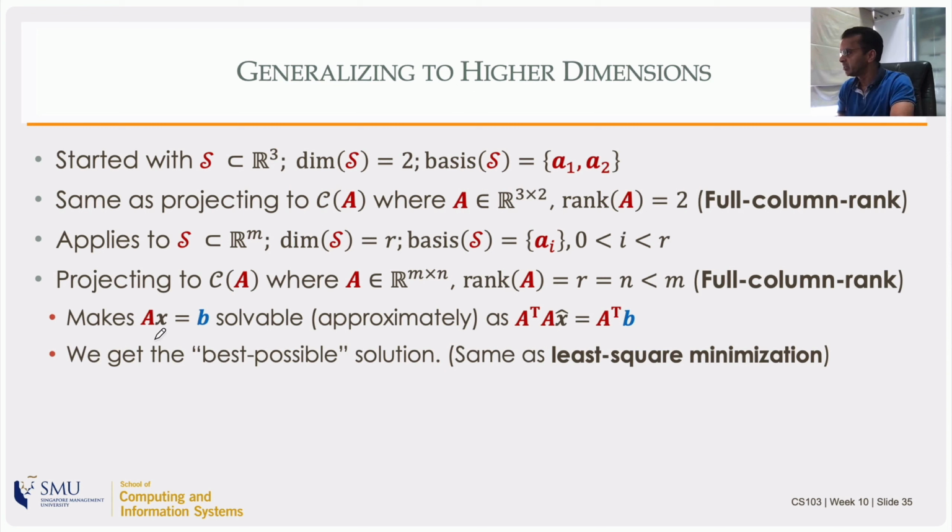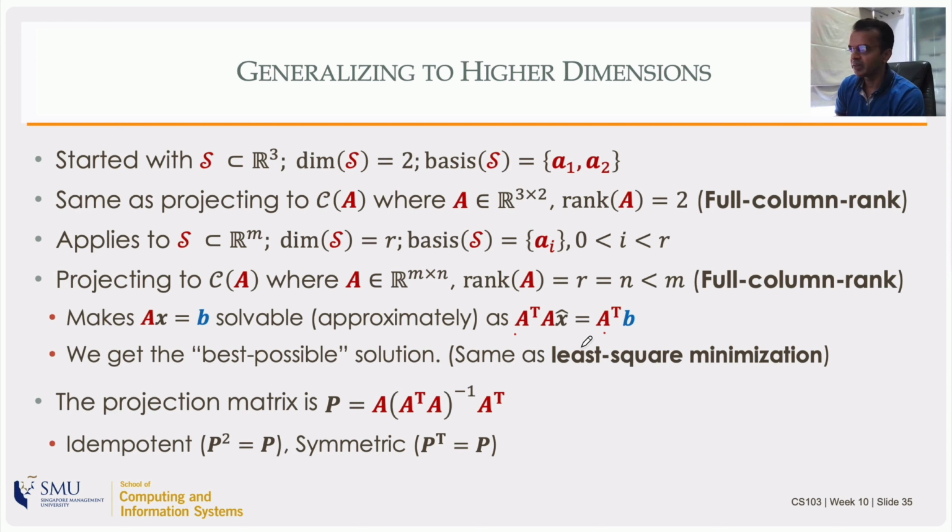So in order to make Ax equal to B solvable for a member of R^(m×n), all you have to do is to multiply both sides by A transpose, which is what you have to remember. This is what you really have to remember. So again, you're not actually solving it, you're getting the best possible solution. And this is also called the least square minimization.